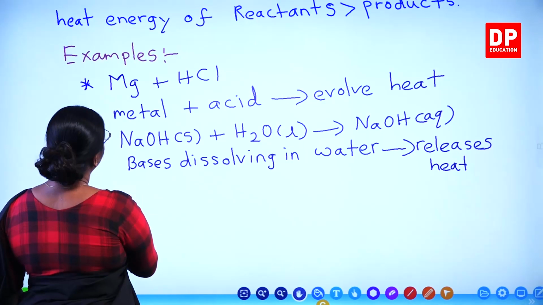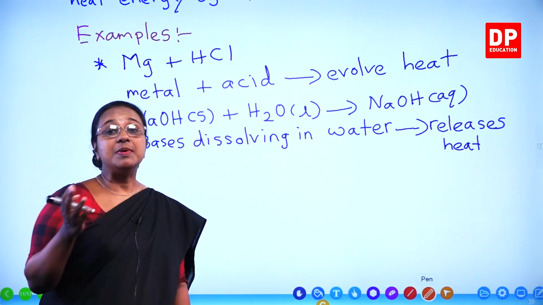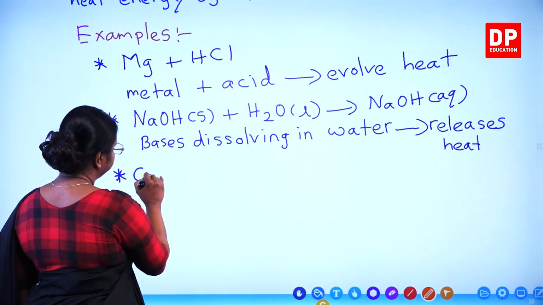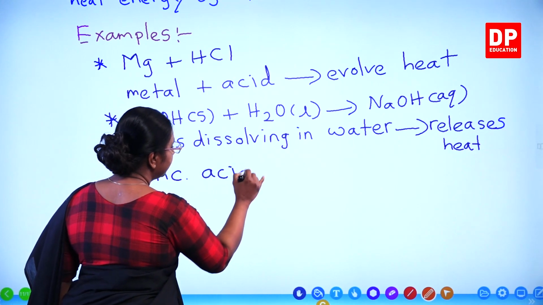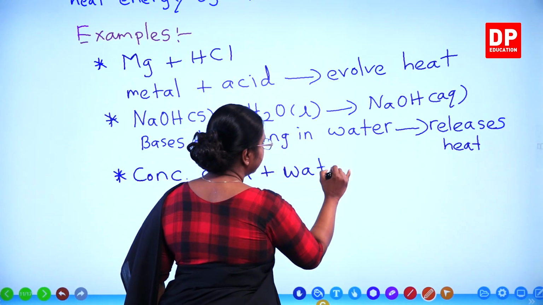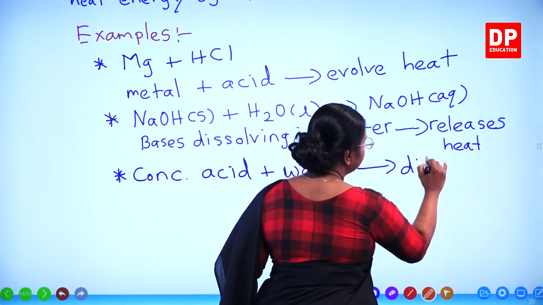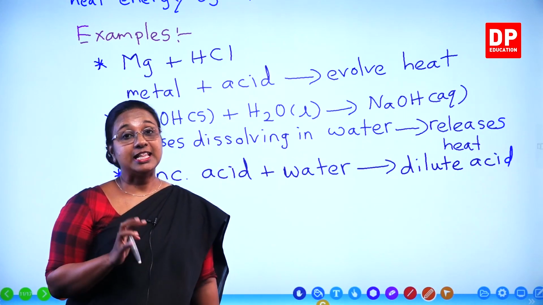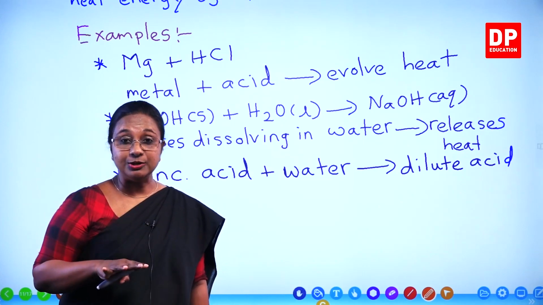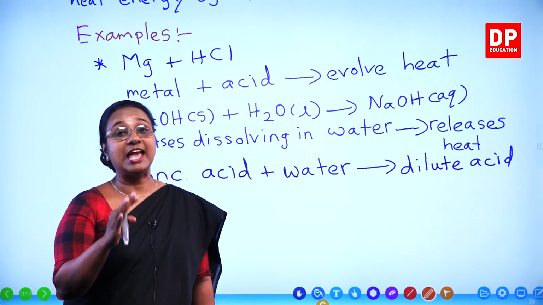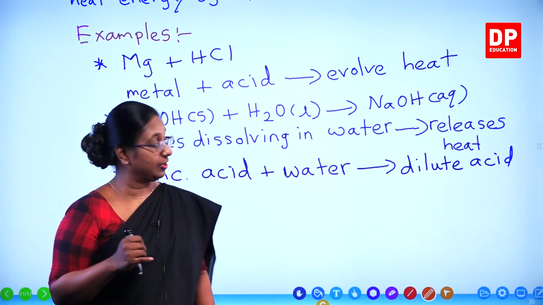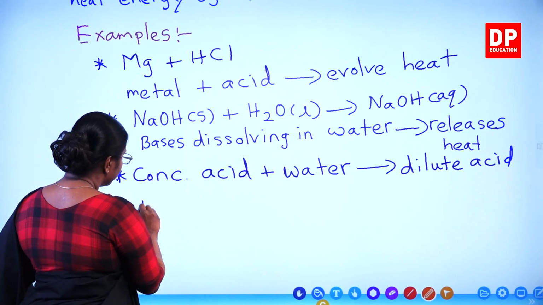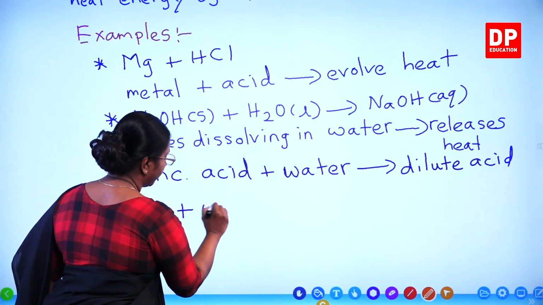Another example that you all know, students. Remember the dilution of acids. When you have concentrated acid, by mixing with water, we dilute it and get the dilute acid. This also evolves heat. That is why we say not to pour water into acid. Instead, drop by drop we add acid into water when we need to dilute it, because it is an exothermic reaction.